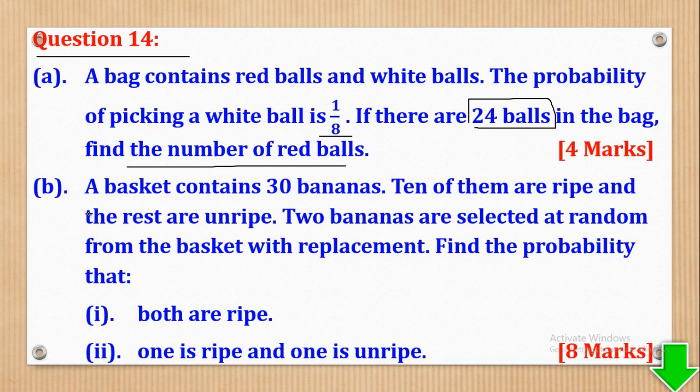Then part B, a basket contains 30 bananas. 10 of them are ripe and the rest are unripe. 2 bananas are selected at random from the basket with replacement. Not this word, with replacement. Find the probability that both are ripe, and Roman 2, one is ripe and one is unripe.